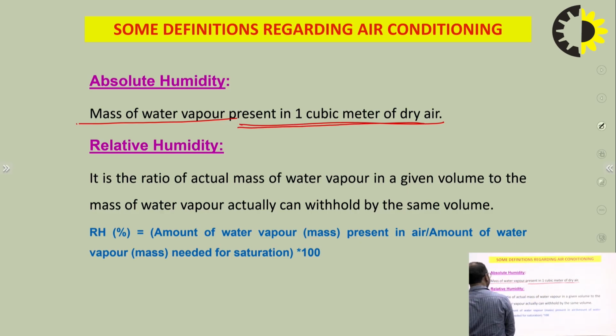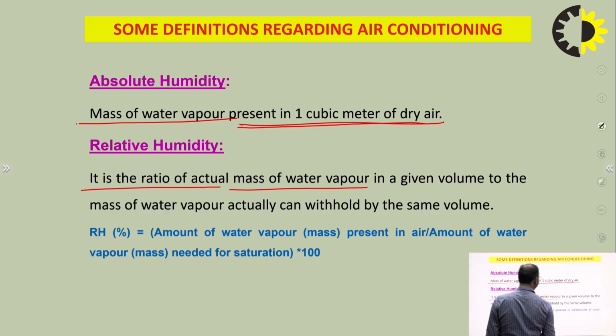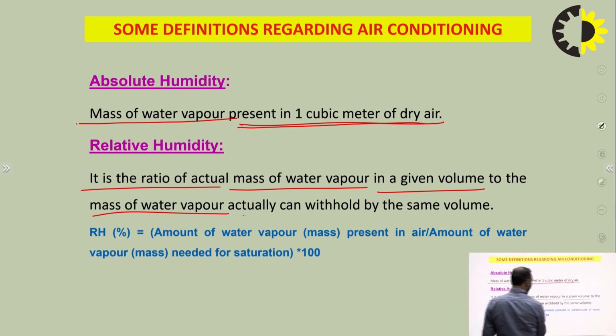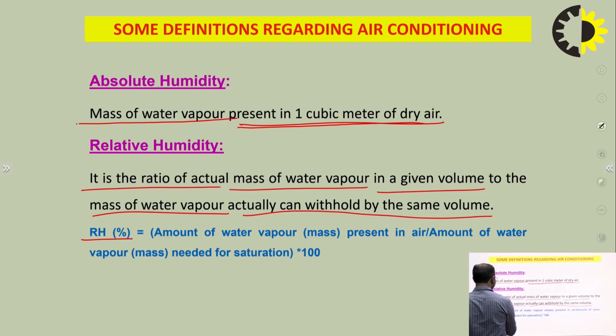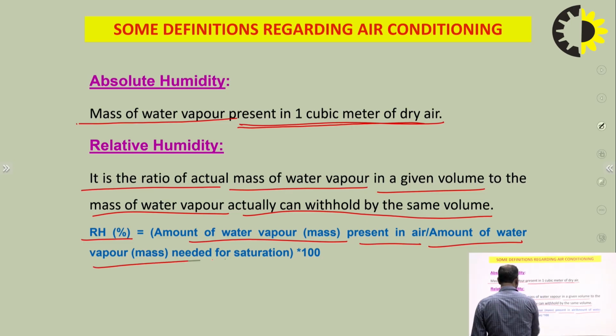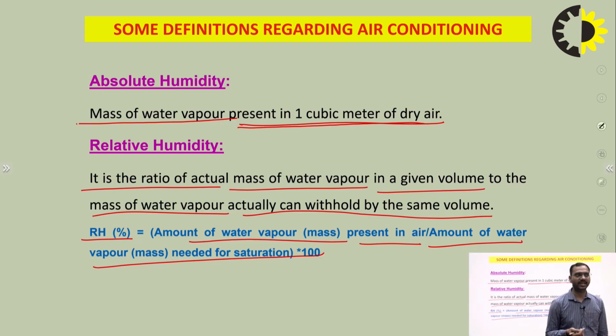Then what is relative humidity? It is the ratio of the actual mass of water vapor in a given volume to the mass of water vapor the same volume can actually hold. In percentage, relative humidity is equal to the amount of water vapor mass present in air divided by the amount of water vapor needed for saturation, into 100.